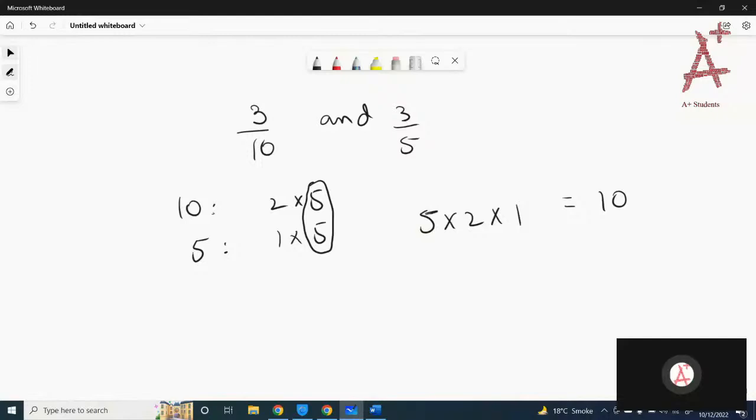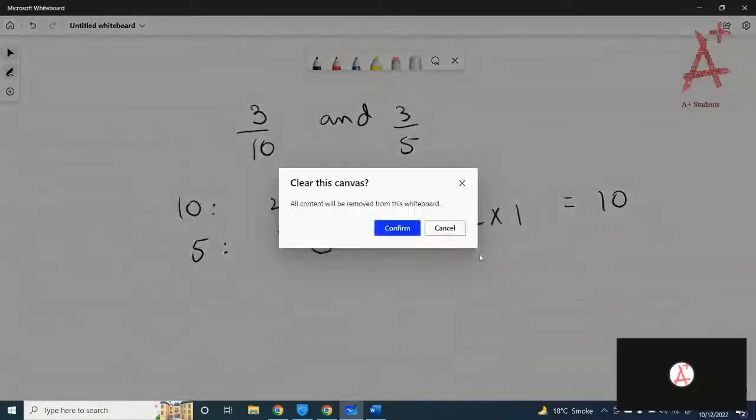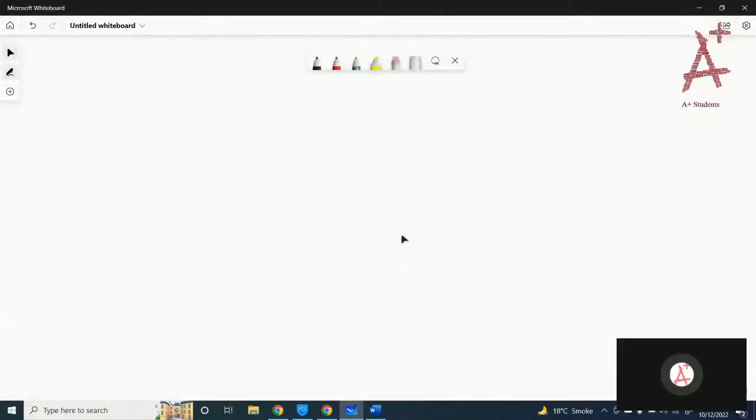Okay, the next one is, what is the least common denominator of 5 by 6 and 1 by 3? Do you know the answer? Anyone who knows the answer? Is it 6, 12, or 3? If you know the answers, you have to write in the chat box.